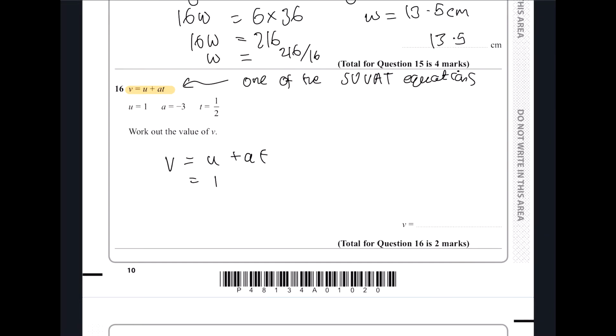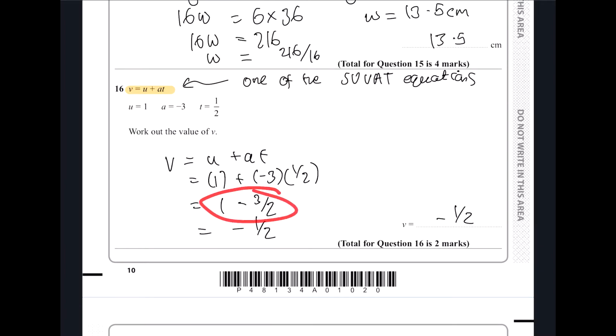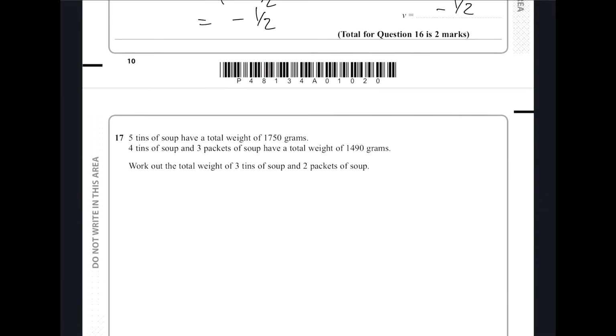Plugging everything in, U is 1. I'll put brackets when I'm substituting. A is -3 and T is a half. So it's a 1, and then plus -3 times a half is -1.5. And 1 minus 1.5 would be -1/2, right? And again, if you can't do this in one step, I'd recommend doing the longer method where you make a common denominator, because we're subtracting fractions from numbers, and then solve it that way.